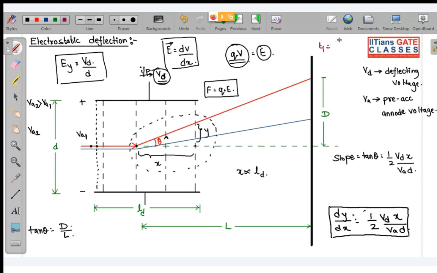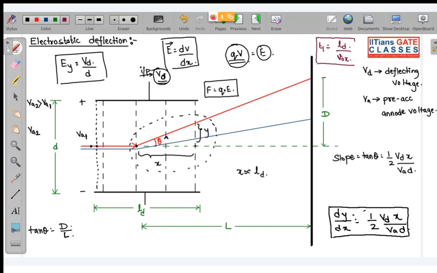Okay, so time is equal to distance by velocity. So distance is LD. Velocity is your V0x, because this is the velocity in your x direction. So this is basically the transit time.